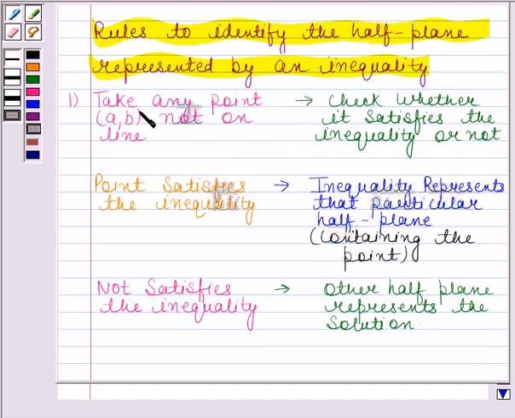According to the first rule, we will take any point (a, b) not on the line, and then we will check whether it satisfies the inequality or not. If this point satisfies the inequality, then the inequality represents that particular half plane containing the point. And if it does not satisfy the inequality, then the other half plane represents the solution.